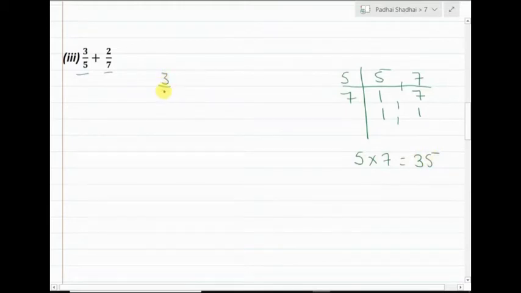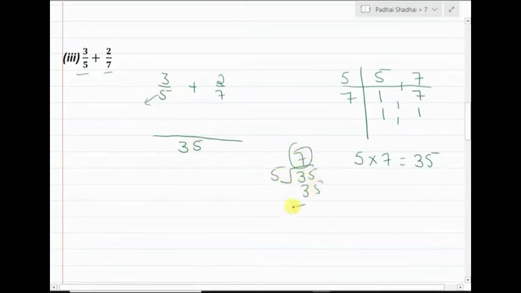Now we will put in denominator 35. Now if we divide 35 by 5, we will get the answer 7. So we have to multiply the numerator by 7. Remember it, we have to divide by the denominator and multiply the answer to the numerator. So 3 7s are 21. Same here beta. 35 divided by 7, we will get 5. So 5 2s are 10. So 21 plus 10 by 35, that is 31 by 35.